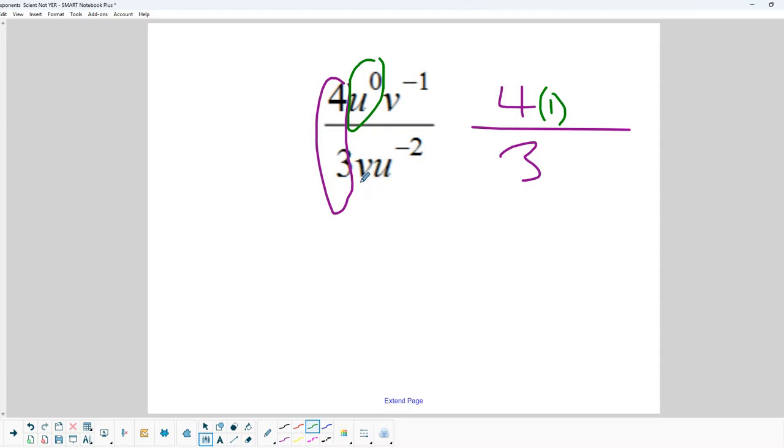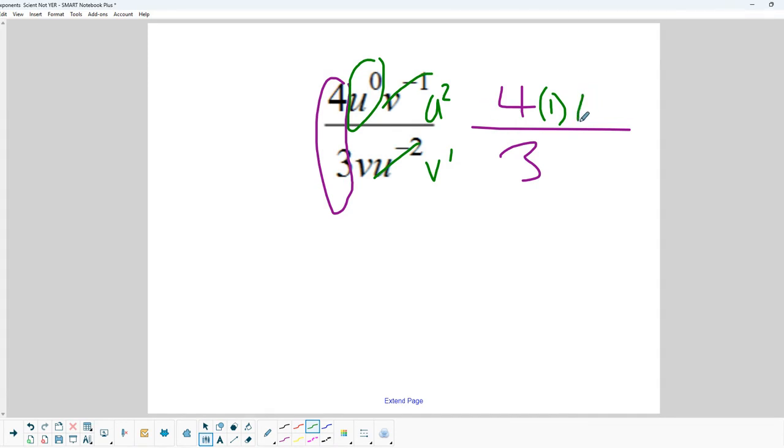All right, on the bottom I have a v. On the top I have a v to the minus 1. So I'm going to move that negative exponent to the bottom. And that cancels it off the top. This negative exponent I have down here, I'm going to move to the top. And now I can look at what I have left.